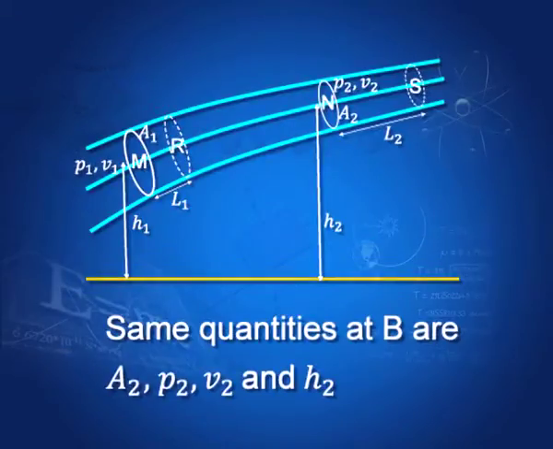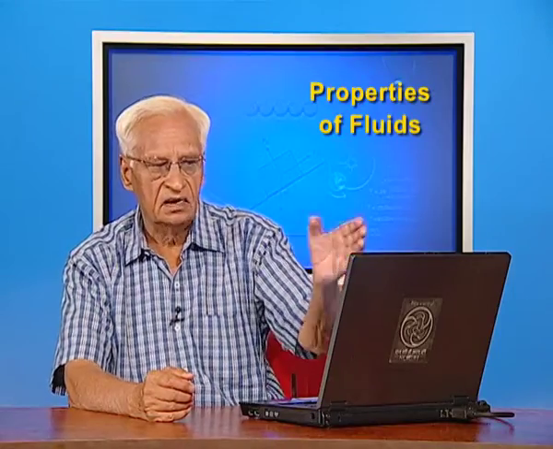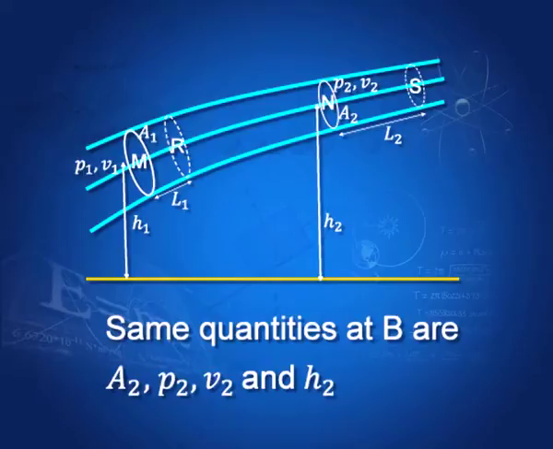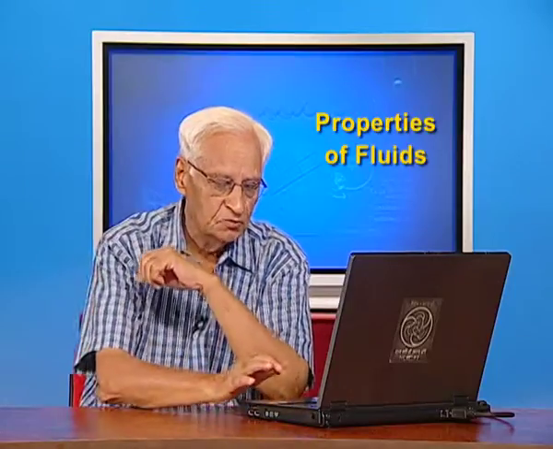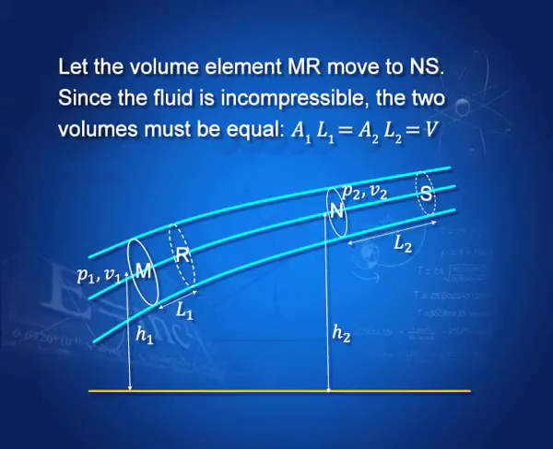Let me explain this diagram. Here is a cross section A 1 and the cross section here is A 2. The pressure which pushes the fluid in is P 1, the speed is V 1, and from a standard or reference line, the height of this fluid element is H 1. Here these quantities are A 2, P 2, V 2, H 2. This fluid is moving, and after some time this element finds itself here, and then let us see what happens.